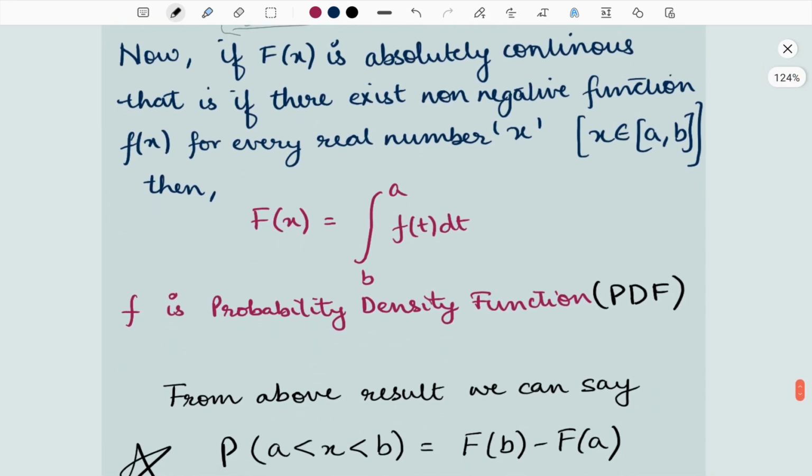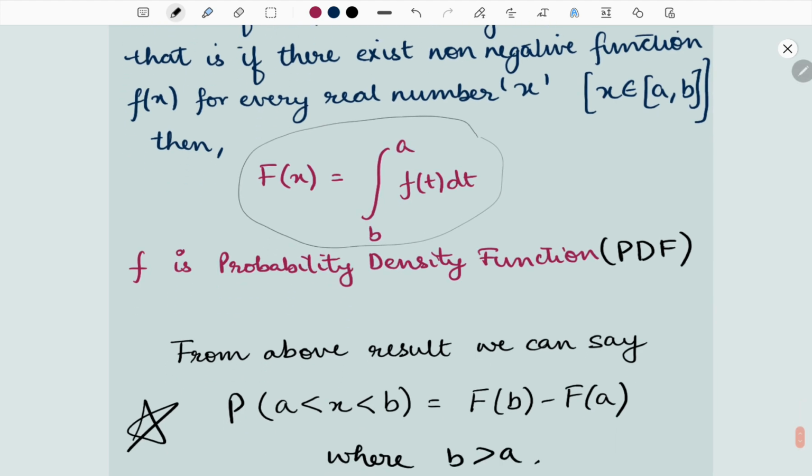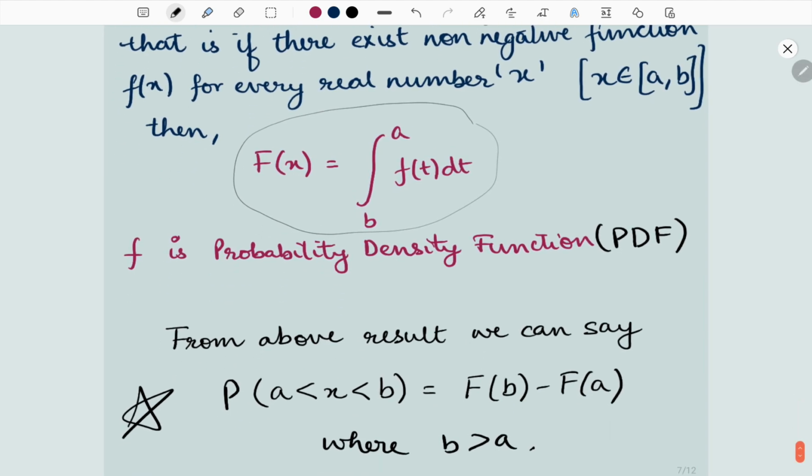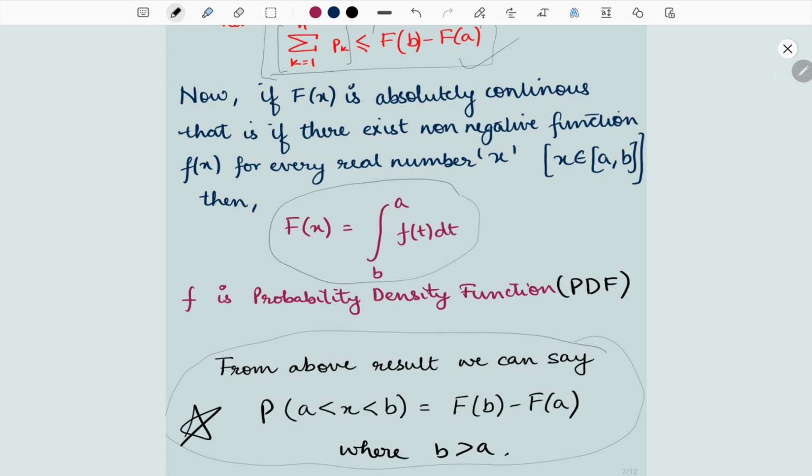So let us come up here. If f(x) is absolutely continuous, that is, if there exists a non-negative function f(x) for every real x belonging to a to b, then here comes up the probability density function. F of a for the interval a to b gives this. And now you ask where this comes from. Actually, this comes from both this and this.